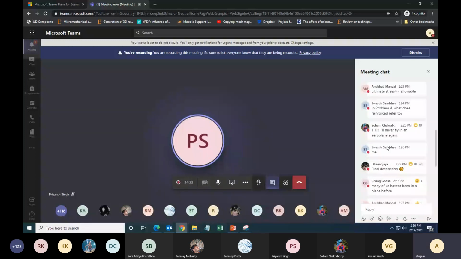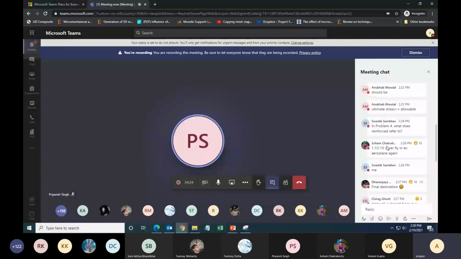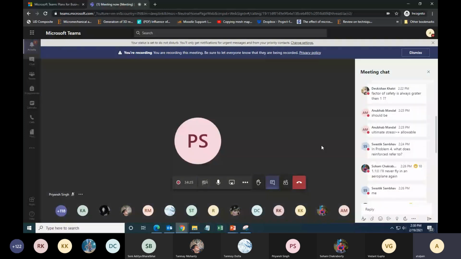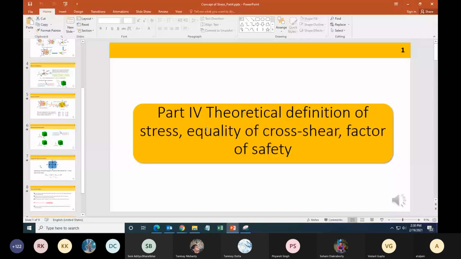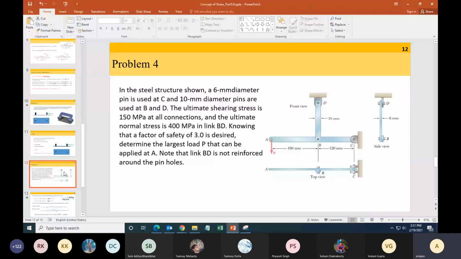Okay, so Swastik was asking in problem 4, what does the reinforced refer to? Problem 4, presentation 5, is it? This one, okay. So reinforced means this.